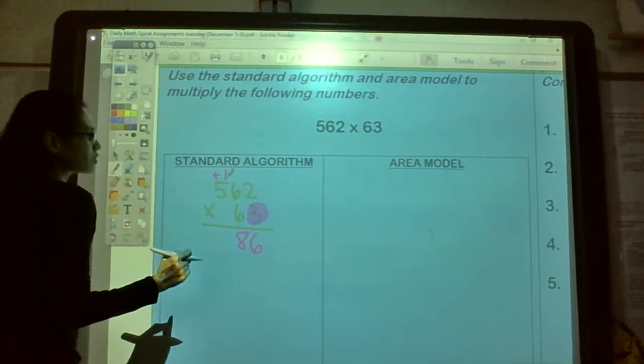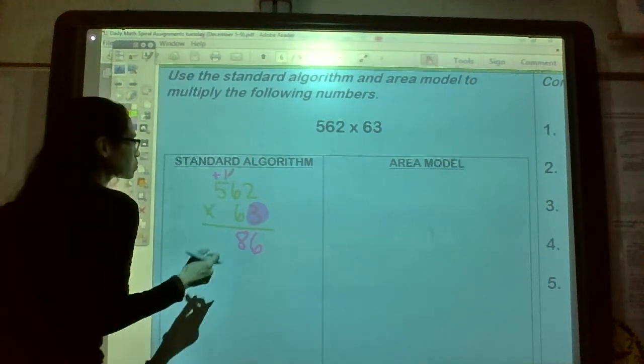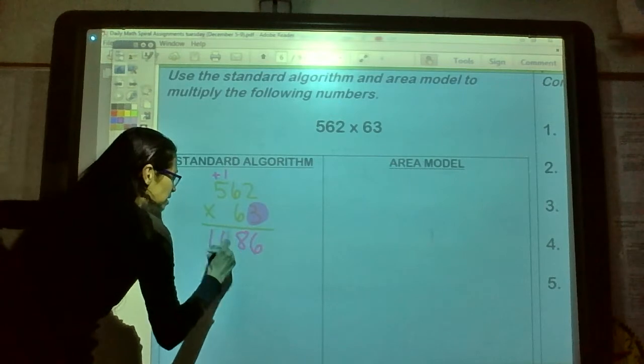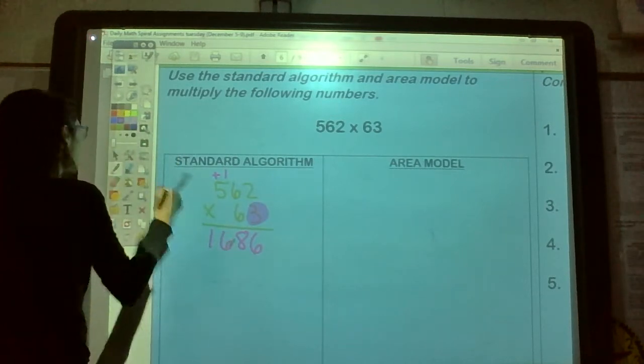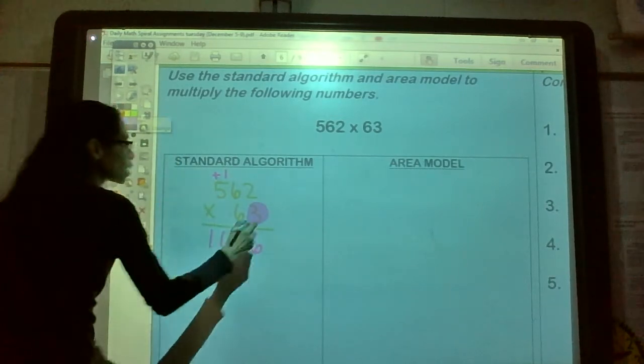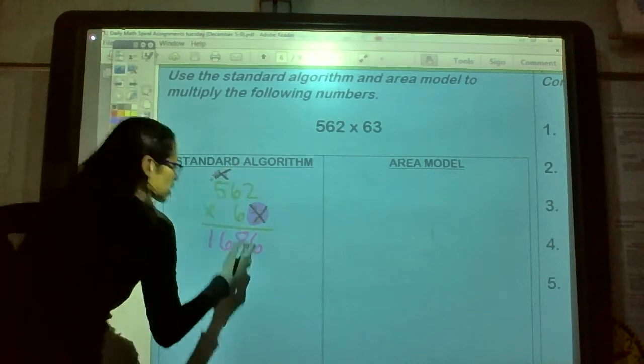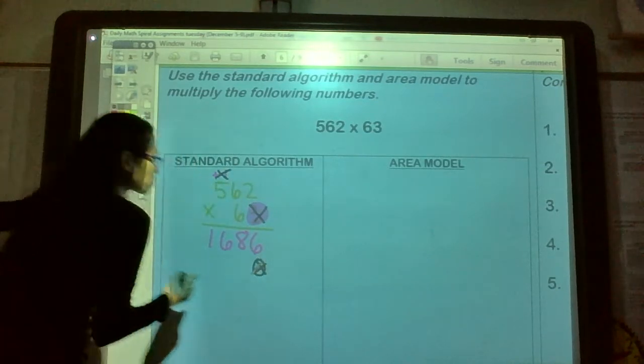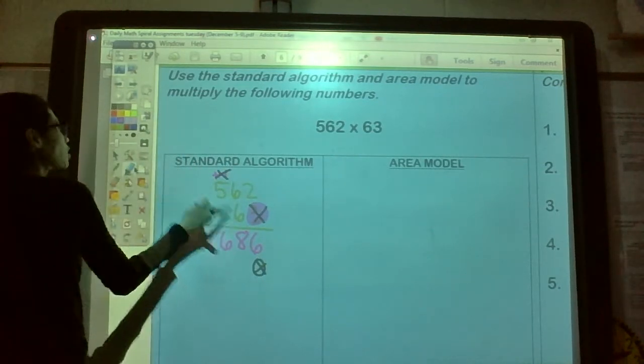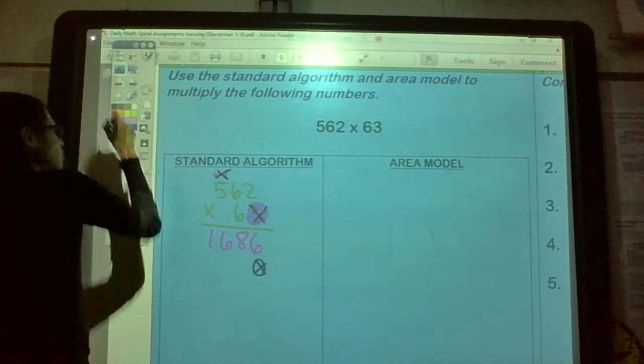3 times 5 is 15. Plus 1 is 16. Done with that one. Let's cross it out. Put your 0 placeholder right there. And moving on to multiplying by that 6.